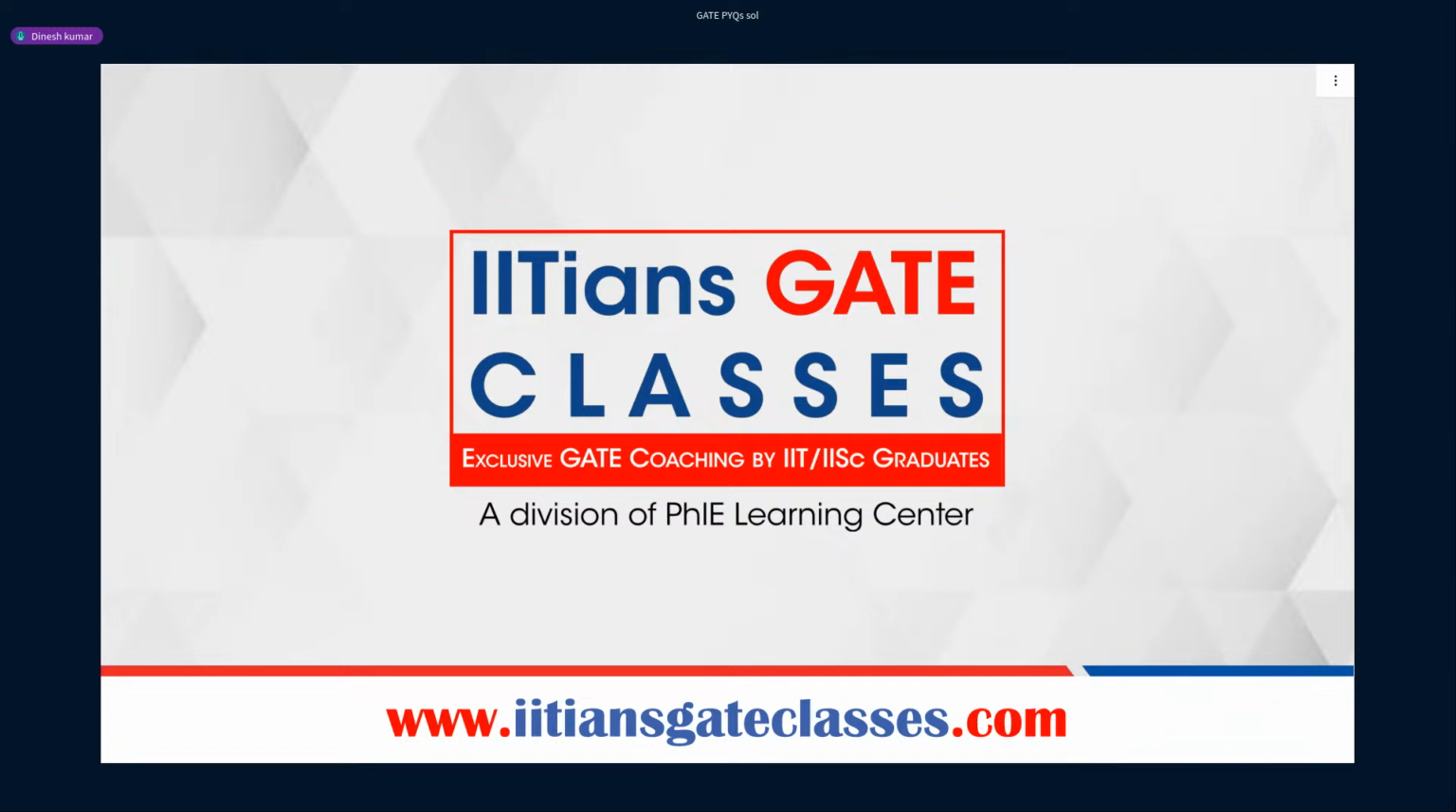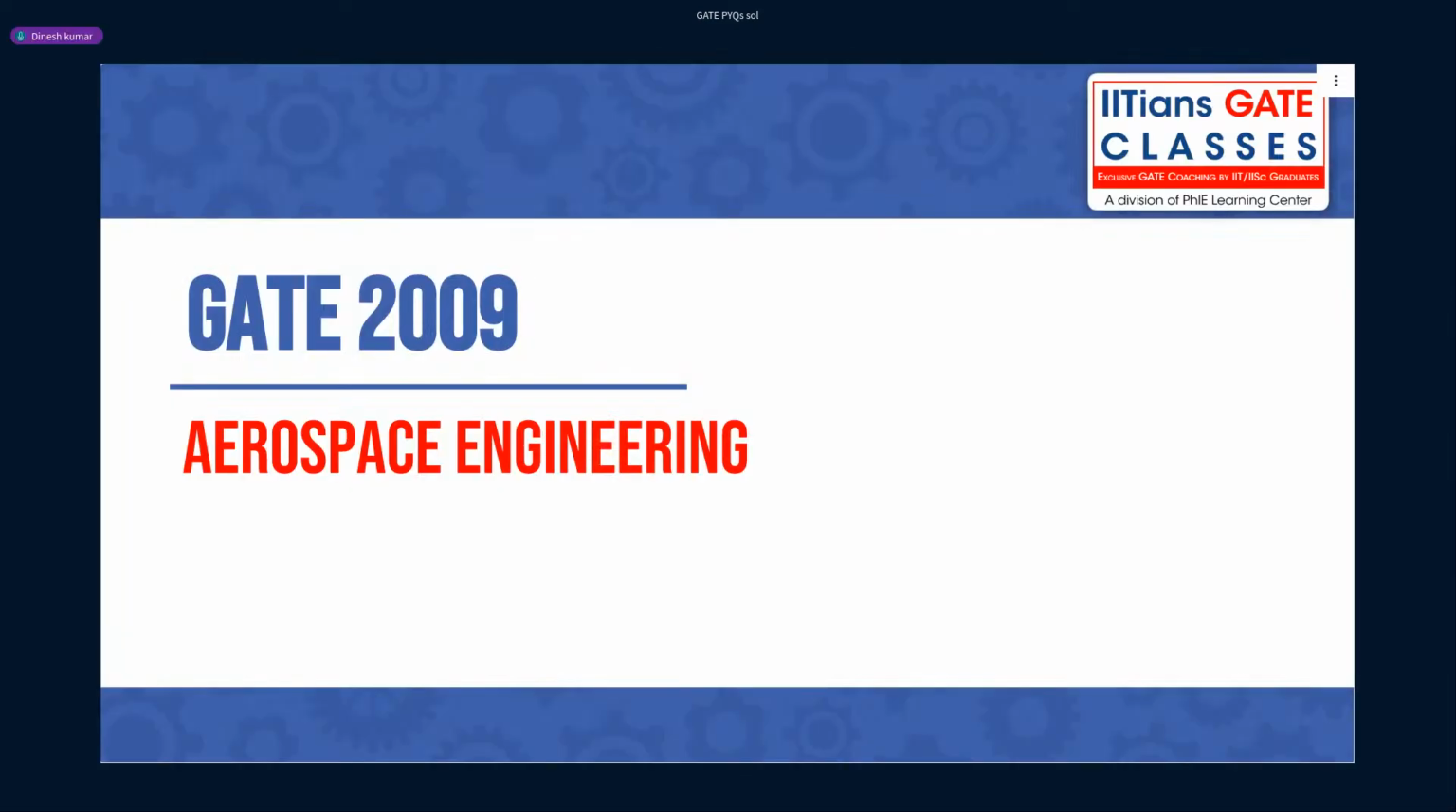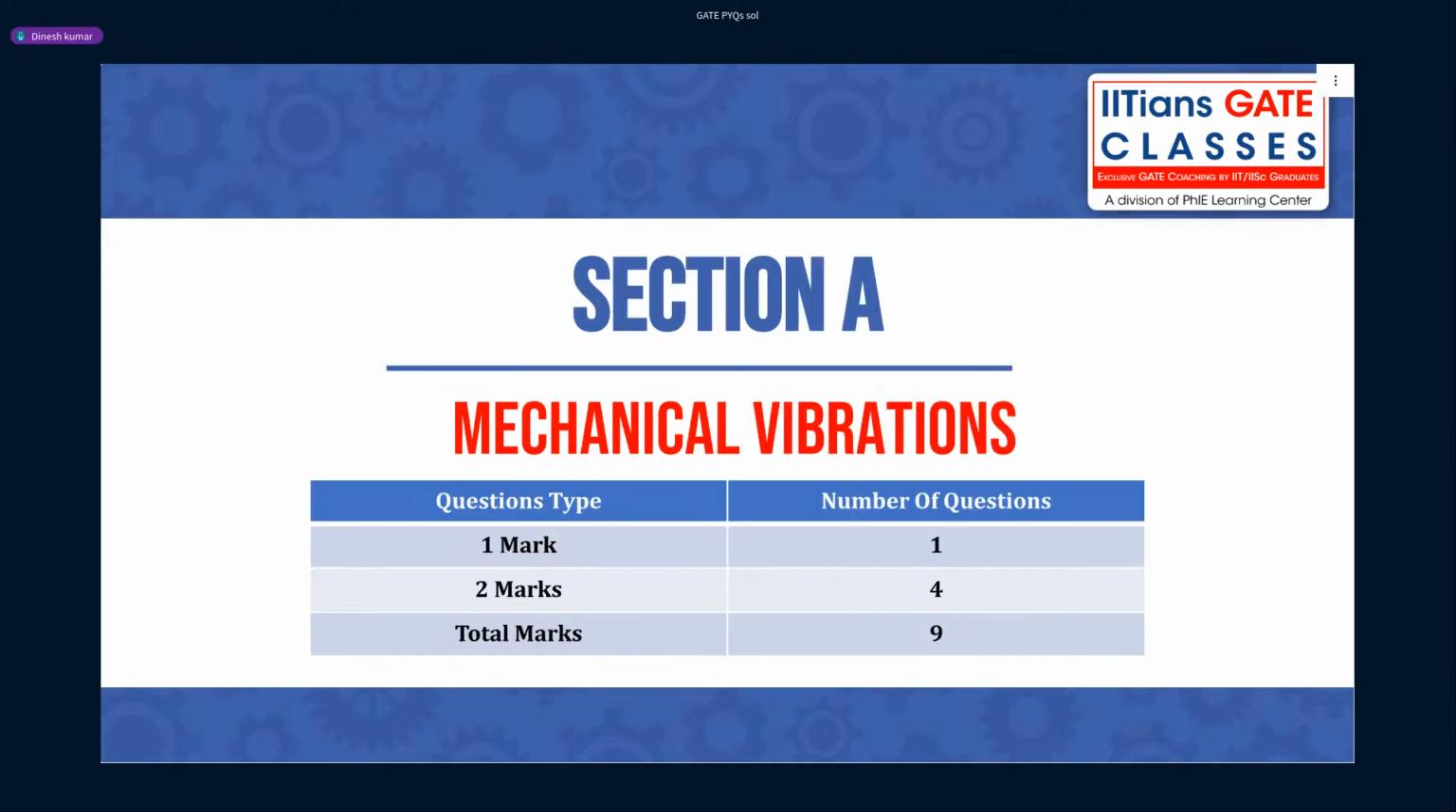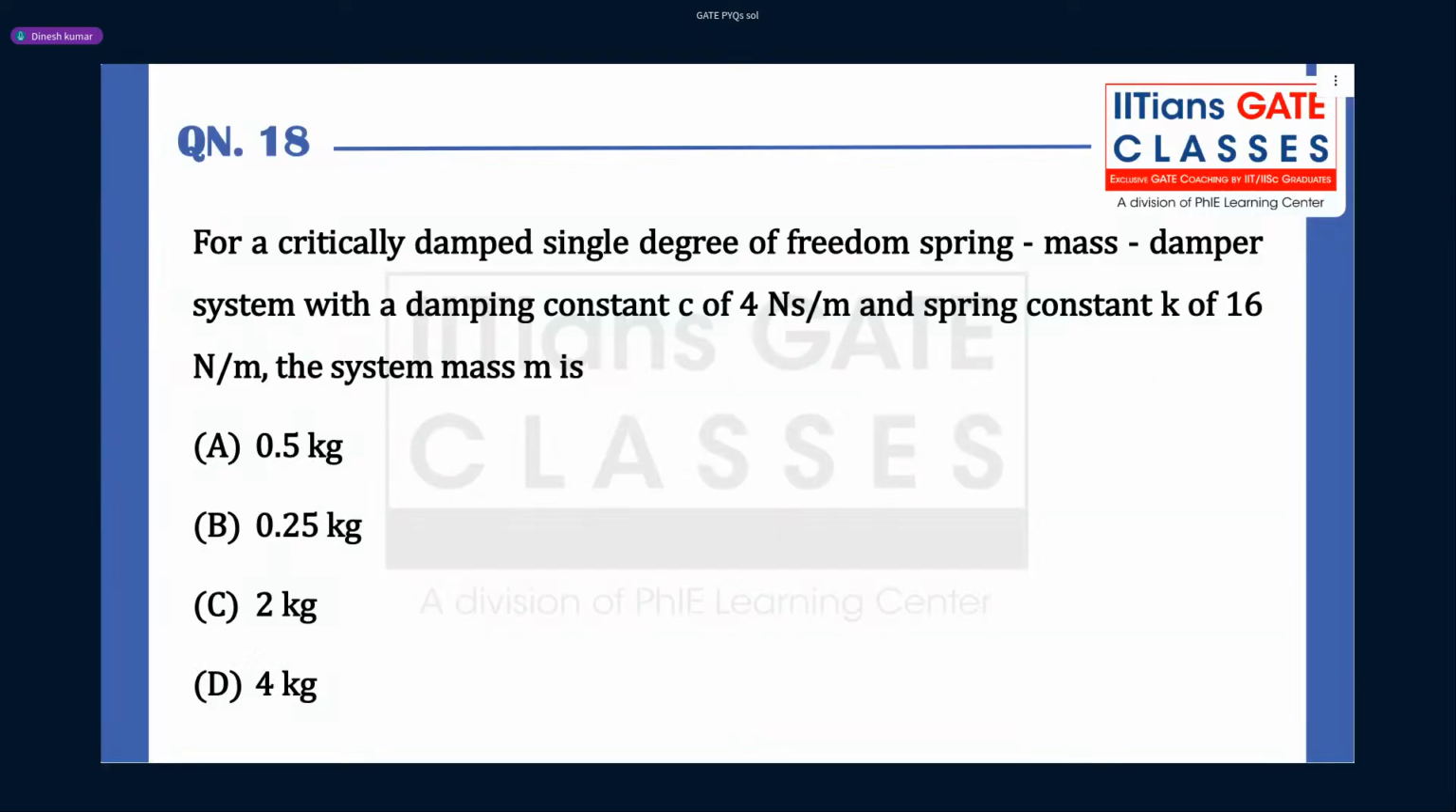In today's session, we are discussing the GATE 2009 Aerospace Engineering paper and the mechanical vibration part. After 2009, we will be discussing the 2010 paper as well as 2011 for the mechanical vibration part. In GATE 2009, there are a total of 5 questions for 9 marks. There are four 2-mark questions and one 1-mark question.